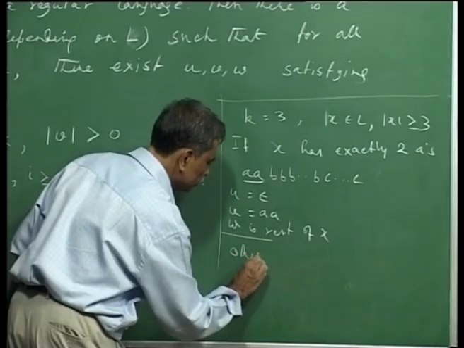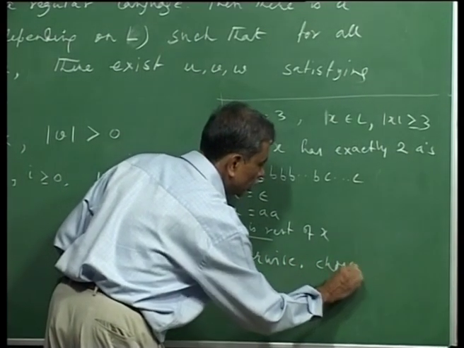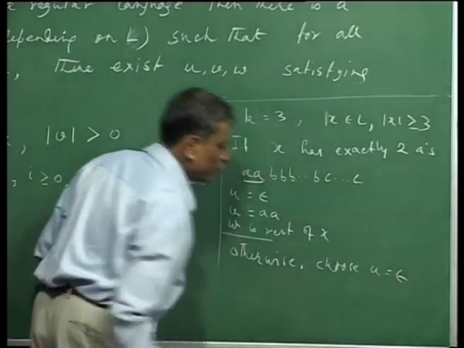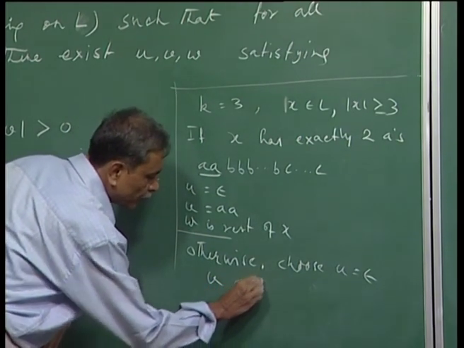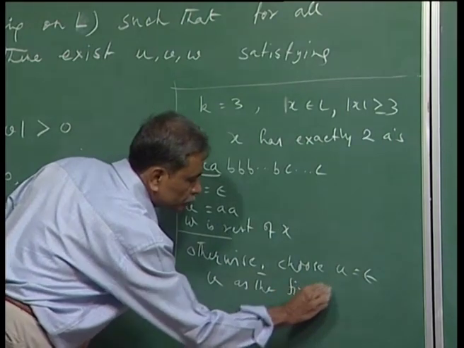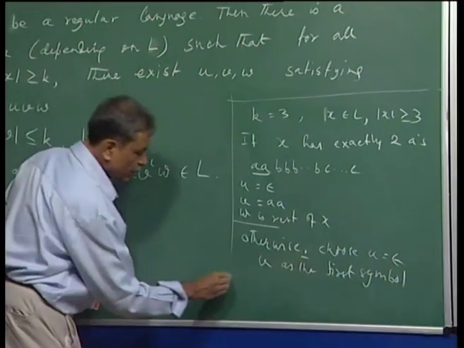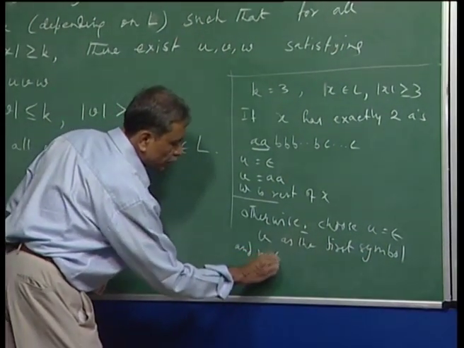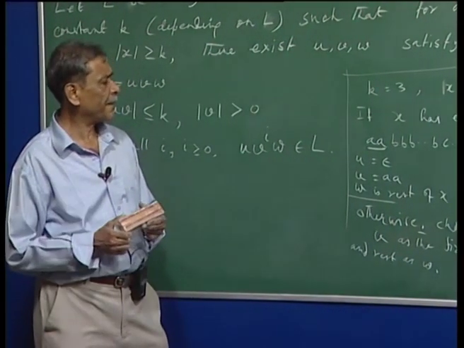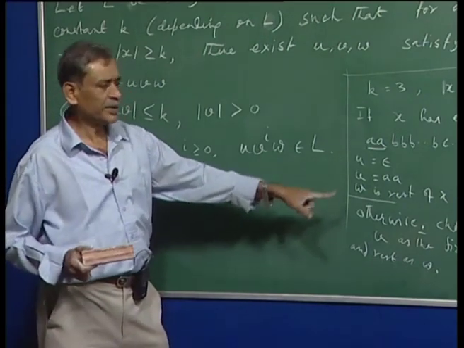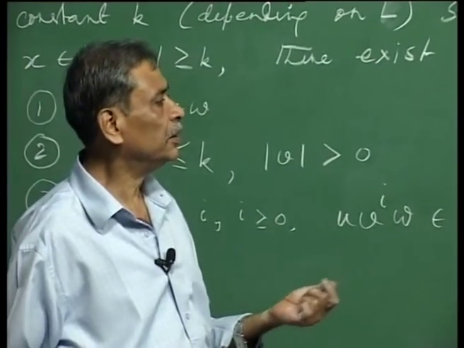Otherwise, choose u as epsilon, v as the first symbol of x, and w as the rest. You should be able to verify that even in this case, on pumping v, which is just one symbol, nothing is going to happen.